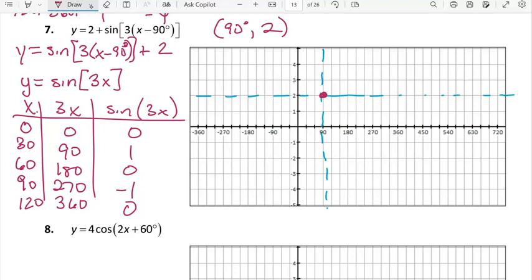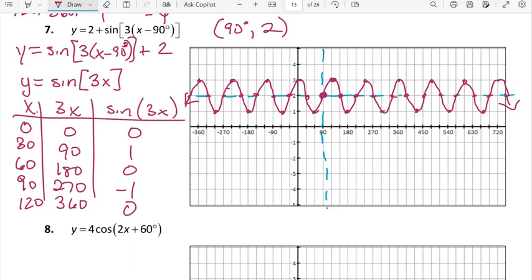So 0, 0 is on that new origin. So now from there, we're going to go over 30 and up 1, over another 30 and back down to 0, over another 30 and down 1, over another 30 and back to 0. So that's one cycle, and then graph many more cycles on the right side and several more on the left.